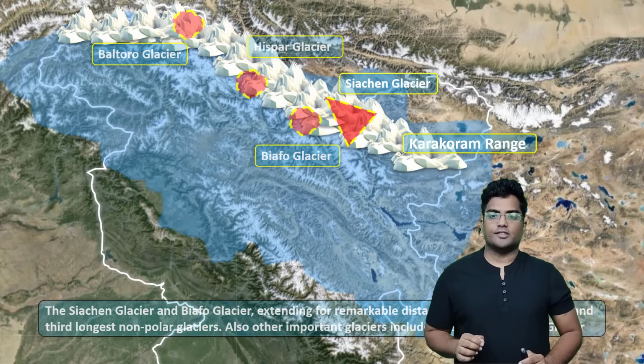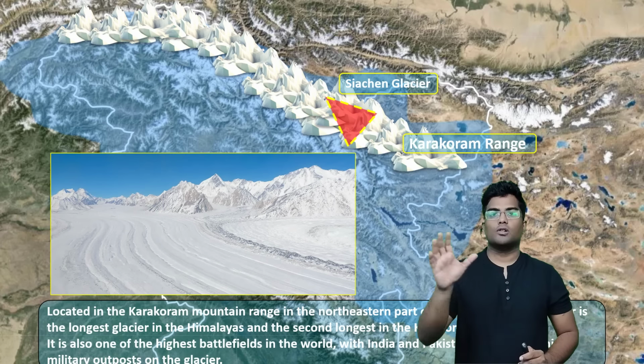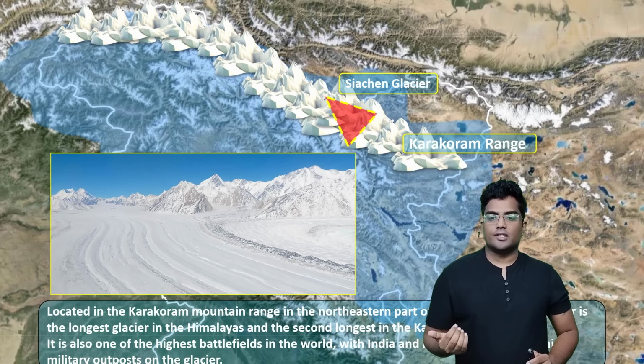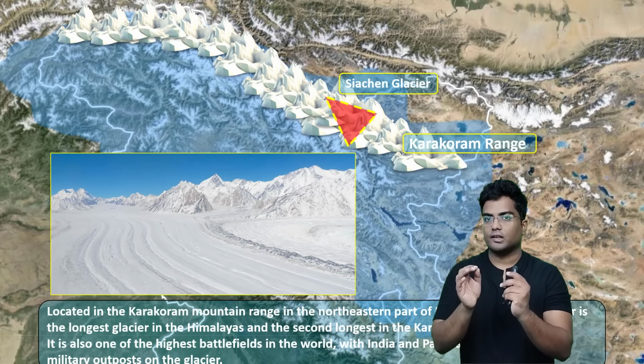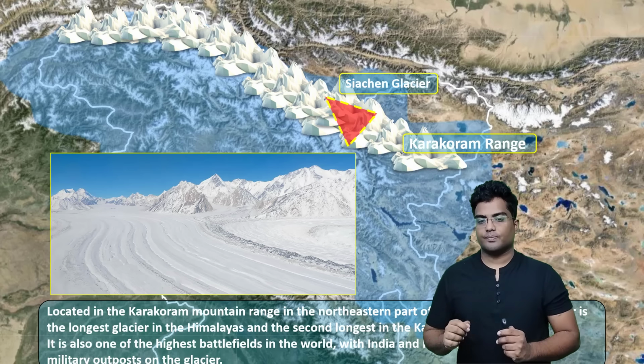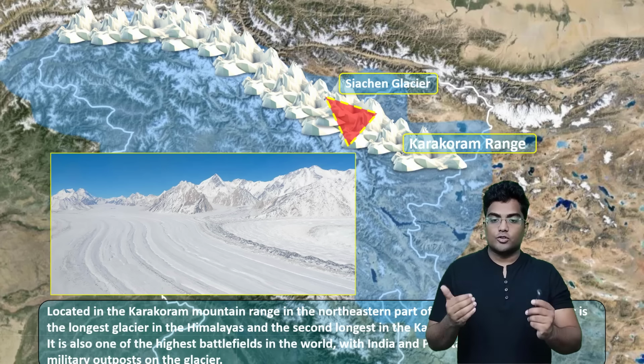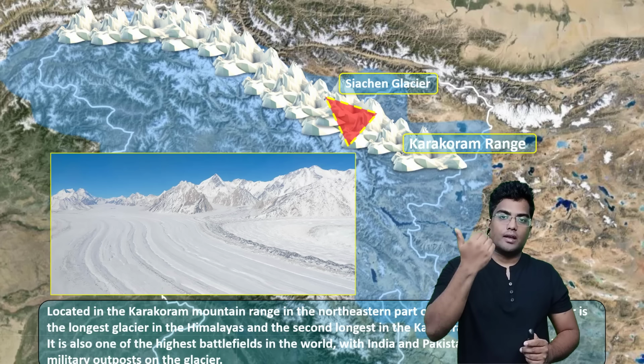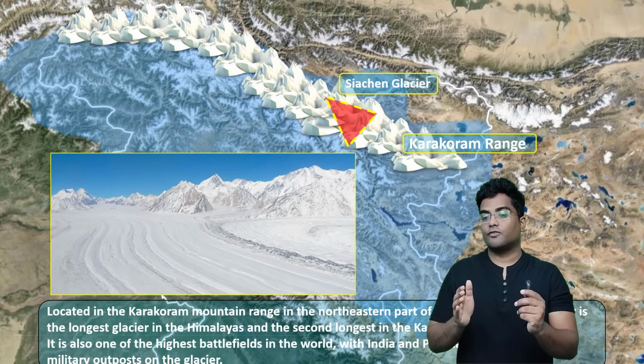So this is Siachen Glacier. I have removed all the other glaciers. Siachen Glacier is the longest glacier in the Himalayas. Remember that it's the longest glacier in the Himalayas. And also remember, it is one of the highest battlefields in the world.